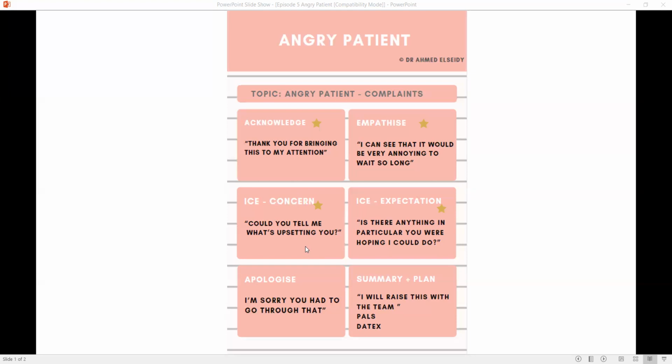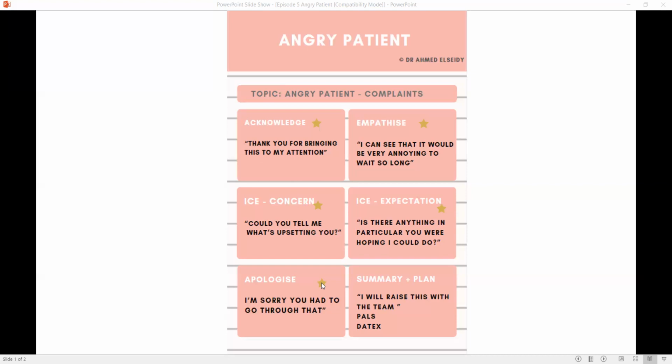After you take a good history of the incident, or of what made him angry, you can finish your history by the expectation. Is there anything in particular you were hoping I can do? Because he's angry, he's talking to you, so he's expecting, for example, maybe medication, maybe a scan, maybe requesting an appointment, maybe being seen sooner rather than later. So you check that. And then you finish your structure by apologizing, even if you did nothing wrong, but you apologize for the experience he had to go through. I'm really sorry you had to go through that.